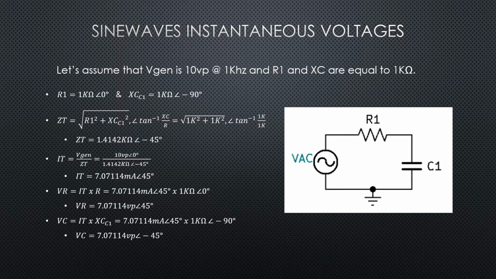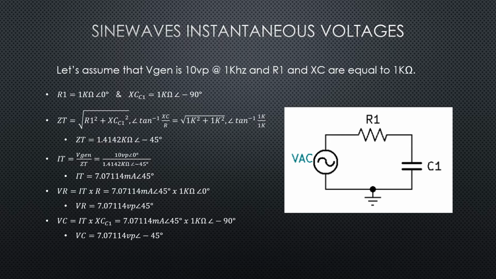This should be review from previous semesters, but we know that at resonance we want to find the impedance. ZT is equal to the square root of R1 squared plus X of C1 squared, and then the angle should be the arctangent of the opposite over the adjacent. That gives us a ZT of 1.4142 k ohms if our R value and our X sub C are equal to 1 k ohm, and also an angle of negative 45 degrees.